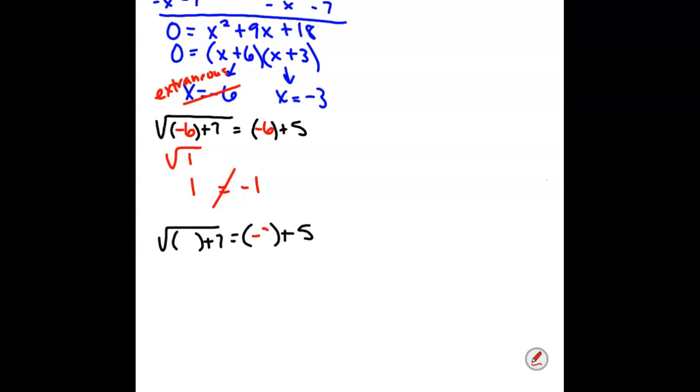so now we're substituting in a -3. -3 plus 7 is 4. Square root of 4 is 2. On the right side, -3 plus 5 equals 2. Since we are getting something that is a true statement, 2 equals 2, this is a solution. So the only solution to this question is x being -3.